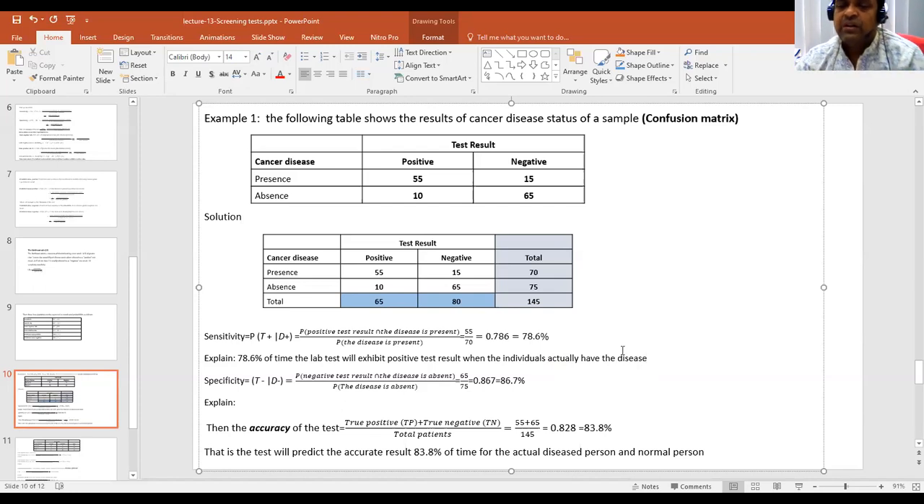So the comment, explanation, or interpretation for the sensitivity: 78.6% of the time the lab will exhibit the positive test result correctly when the individual actually has the disease. So this is the comment or explanation. You can say 78.6% of the time the lab will exhibit the positive result correctly. You can write correctly.